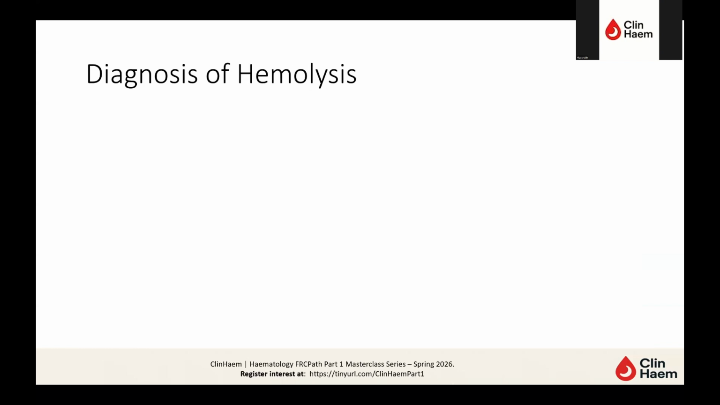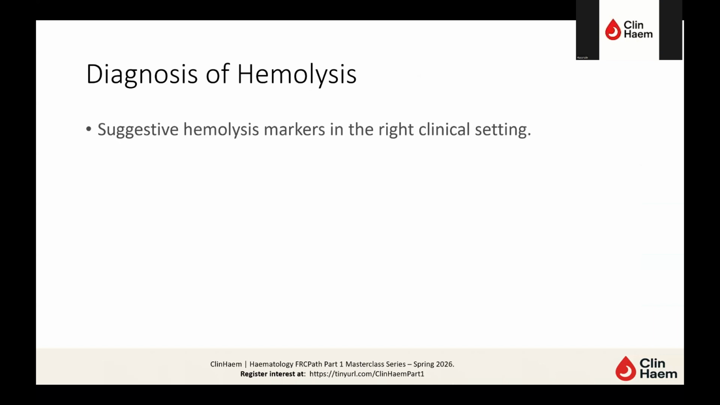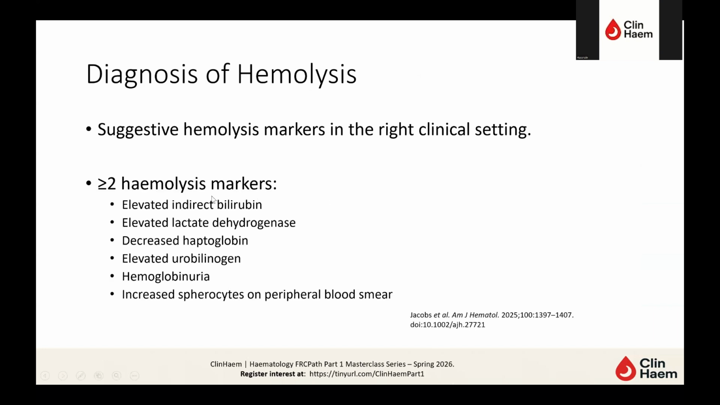So having said that, how do we actually diagnose hemolysis then? We say if there are suggestive hemolysis markers in the right clinical setting, that would suggest hemolysis. So the markers are going in the right direction for hemolysis. And some have tried to say, okay, at least two of them, if they are going in the right direction, then in the right clinical setting, we would say there is hemolysis. And that's how ultimately hemolysis is a clinical judgment call.